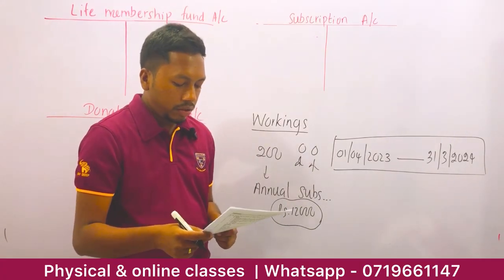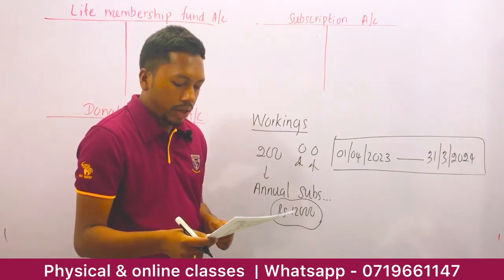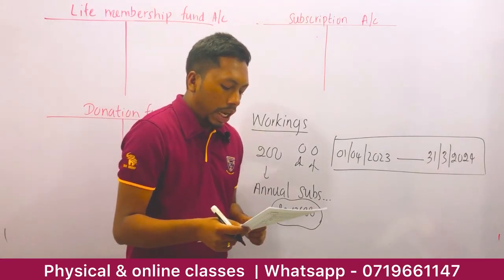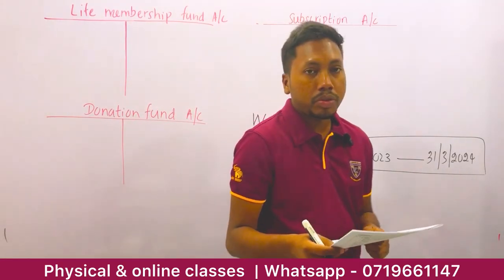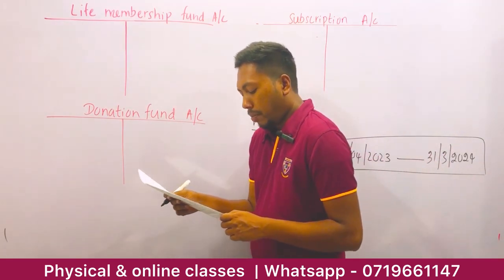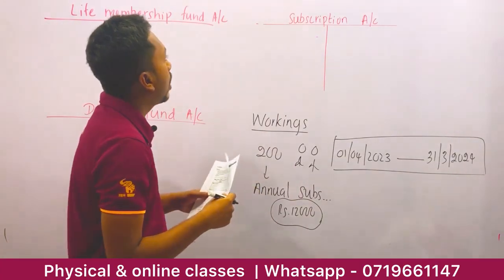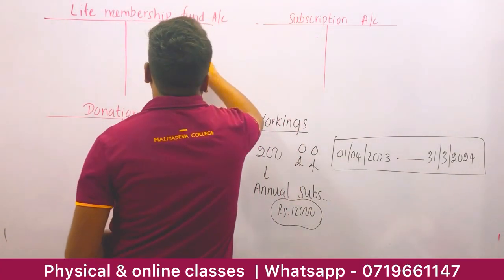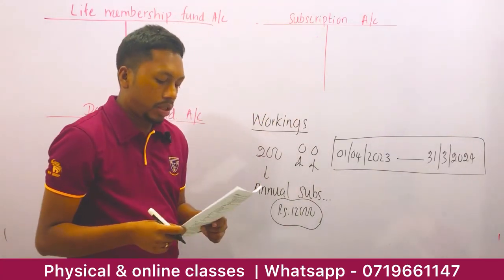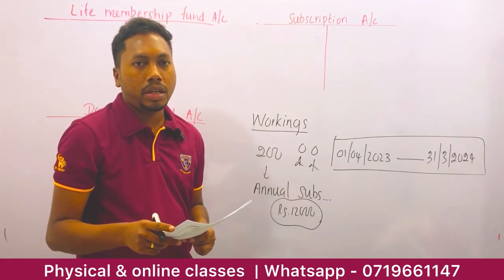So that is all about the information relevant to this question. Then you have to read the requirement part. Prepare the following accounts of the Welfare Society for the year ended 31st March 2024: the Life Membership Fund account, Subscription account, and Donation Fund account. You are asked to prepare those three accounts only and you are offered 10 marks, right? Here I have already prepared the Life Membership Fund account, Subscription account and Donation Fund account. Now the next step is to make the relevant calculations, right?